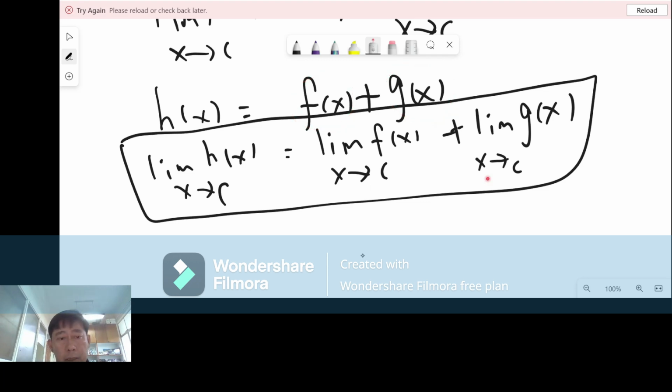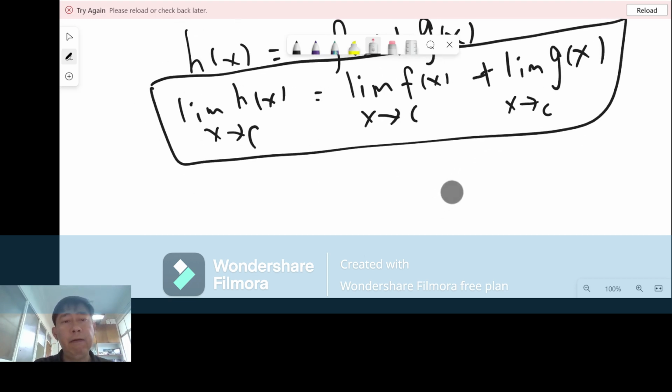So here the limit of this new function is obtained based on the information of the functions f and g, or the limits of f and g. If you know the limits of f and g, then you can know the limit of h if h is just defined to be the sum of f and g.